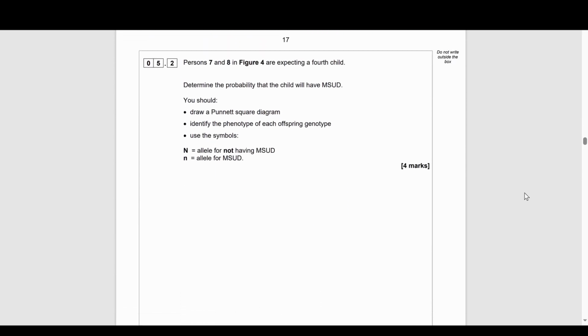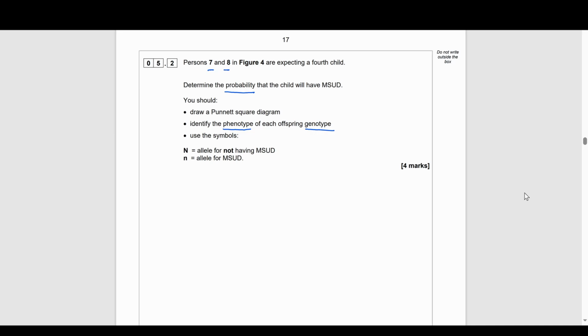5.2 Persons 7 and 8 in figure 4 are expecting a 4th child. Determine the probability that the child will have MSUD. You should draw a Punnett square diagram. Identify the phenotype of each offspring genotype. Use the symbols capital N allele for not having MSUD, lowercase n allele for MSUD.